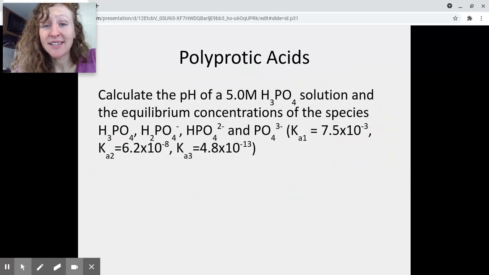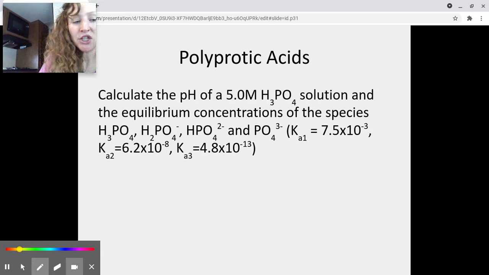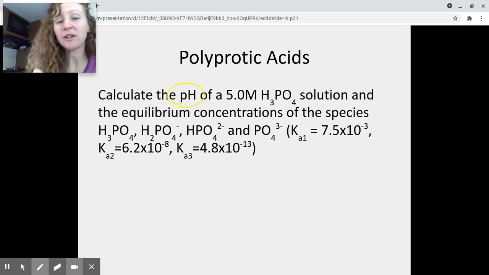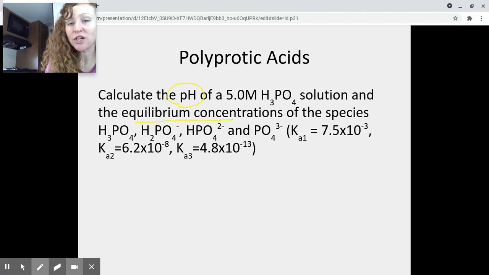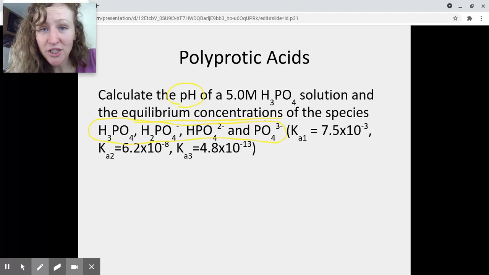Okay, this is an excellent question. It's going to ask you to calculate pH. So you need that H plus concentration. It's also going to ask you to calculate equilibrium concentrations of all the species. So again, this is the perfect example of something that's a really good exercise. It's going to push your understanding of ICE charts and K equations. Really good exercise for your brain, but it is beyond the scope of our class.